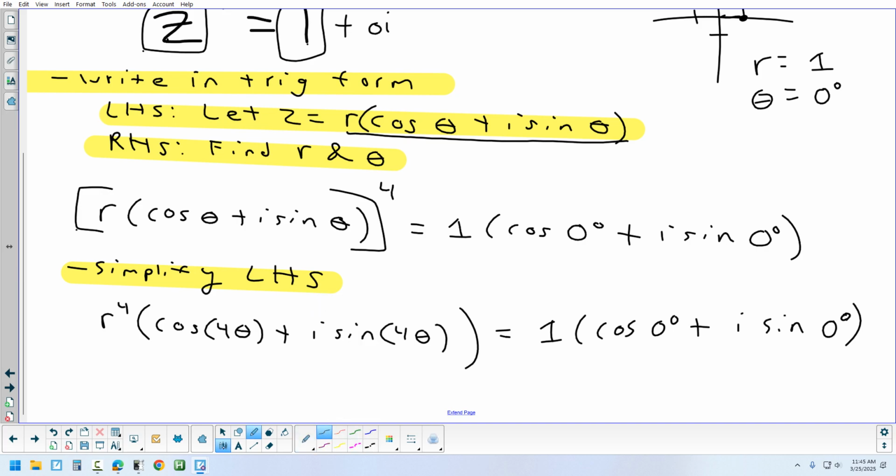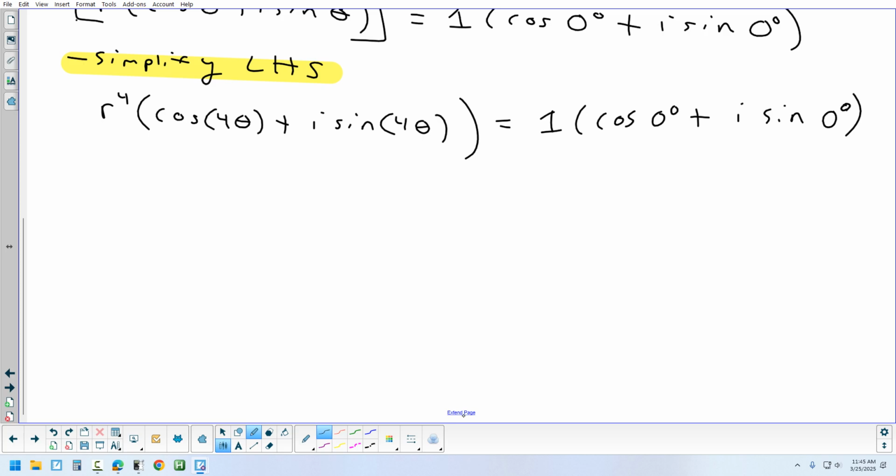All right, so now, how many letters do we have to solve for on the left side? 2. Right? There's an r on the left side, there's a theta on the left side. Once we know those two things, we will have the answer to our problem. What is the radius on the left-hand side? The radius on the right-hand side is a 1. r to the 4th. Yep.